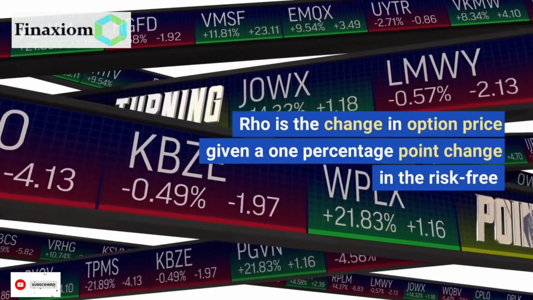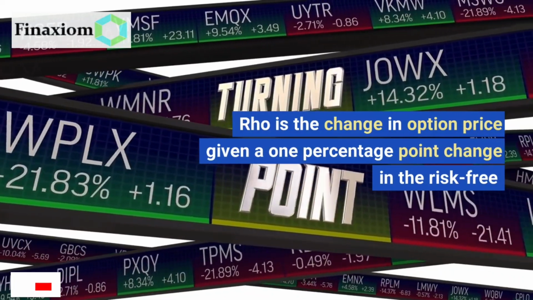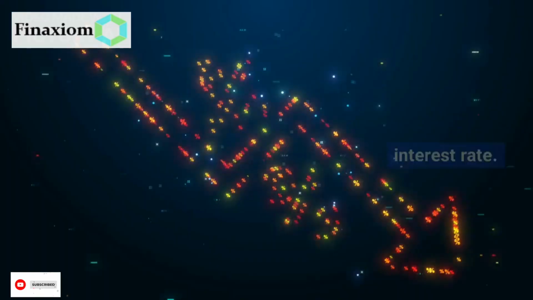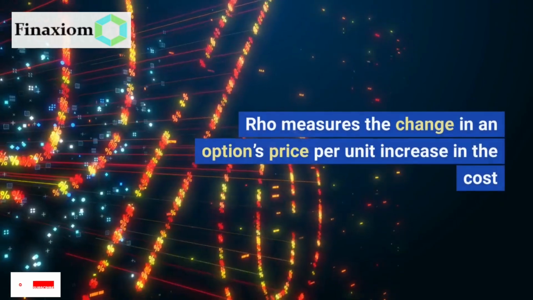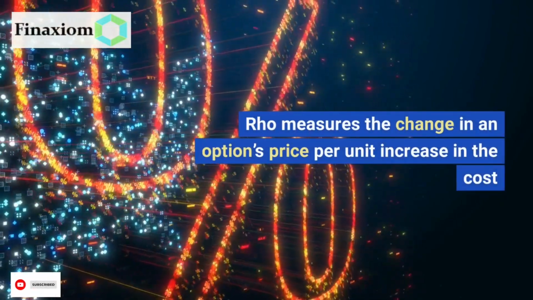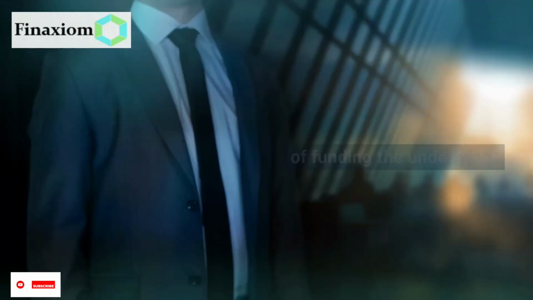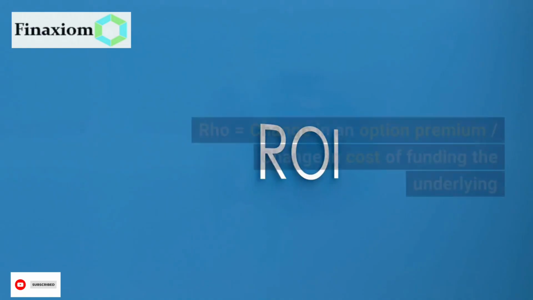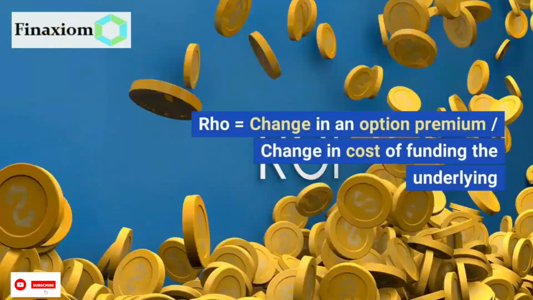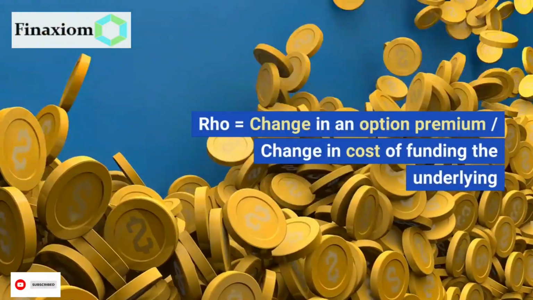Rho is the change in option price given a 1 percentage point change in the risk-free interest rate. Rho measures the change in an option's price per unit increase in the cost of funding the underlying. Rho equals change in an option premium over change in cost of funding the underlying.